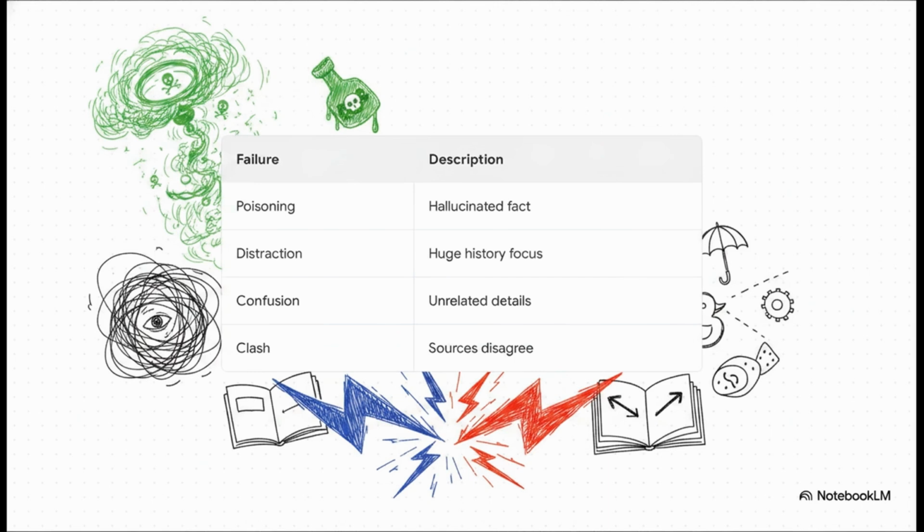Third is confusion. This is where stuffing the prompt with extra unrelated just-in-case details actually nudges the model toward completely wrong conclusions. And finally, clash. This is when 2 different sources you dumped into the context quietly contradict each other, and the model just silently picks the wrong one without telling you.